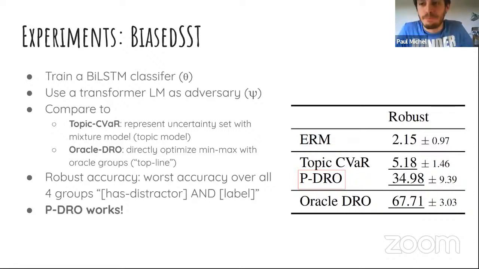Now the actual results, as expected, ERM gets the lowest robust accuracy, right? Because the model is very simple, it's a BiLSTM classifier, so it picks up very easily on this distractor token thing. On the other hand, Oracle DRO gets the best results, right? Because it actually optimizes precisely this worst accuracy. And for the two intermediate methods, topic CVaR and PDRO, we find that PDRO first actually works, it doesn't diverge or anything. And also it is better than the baseline, and that's what we expected at first, right? Because with PDRO, we're able to represent more complicated worst case distributions. And this gives us more leeway to find a good worst case distribution. So the takeaway from this is it works.